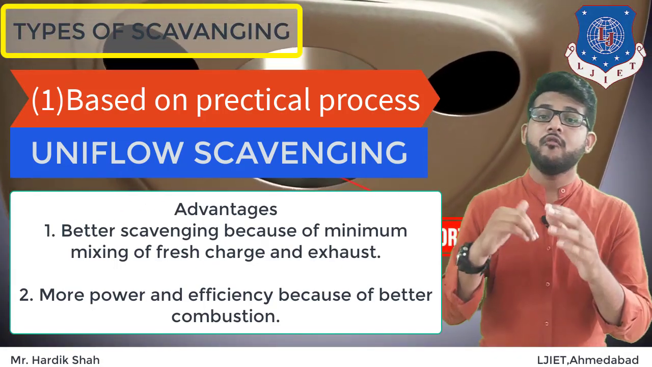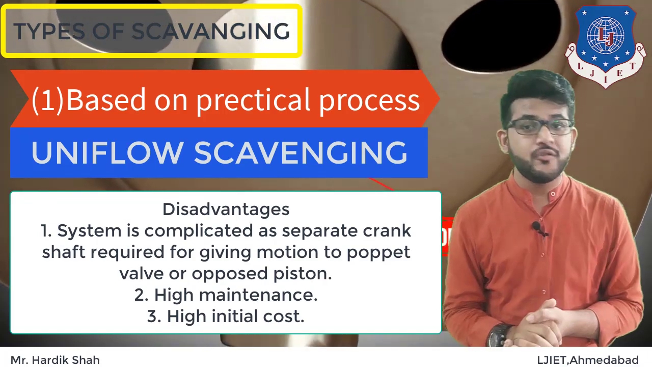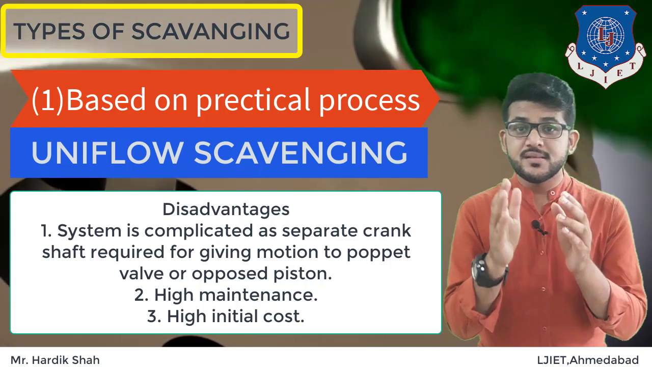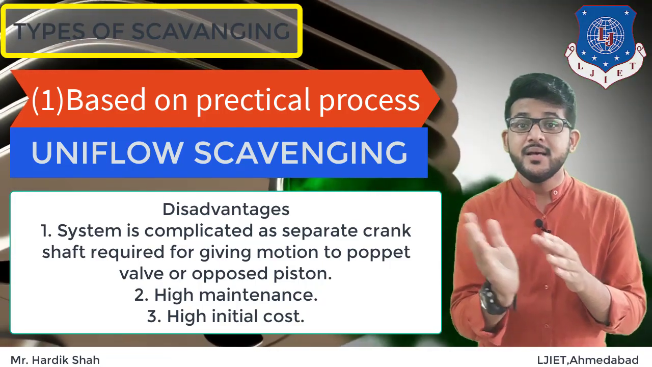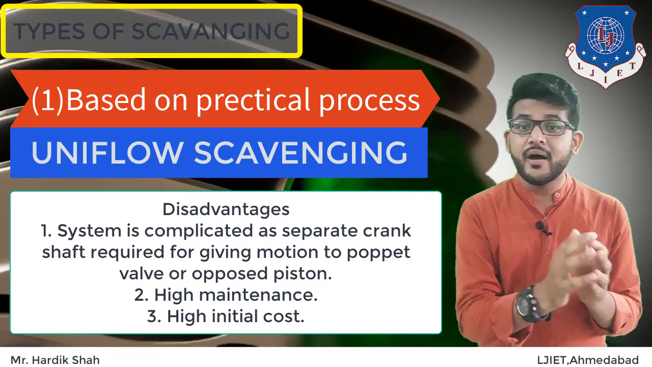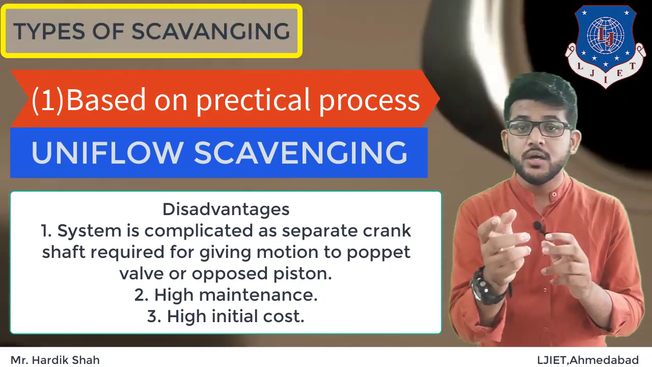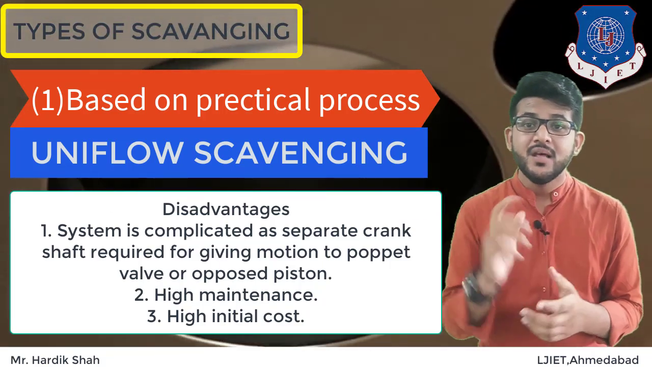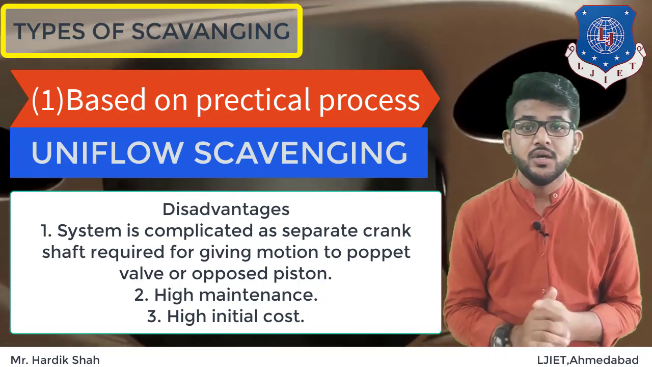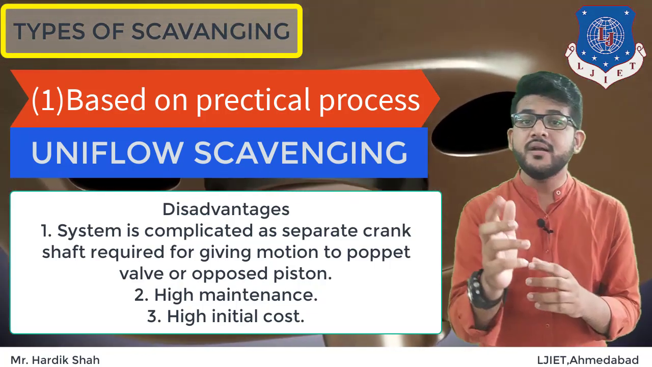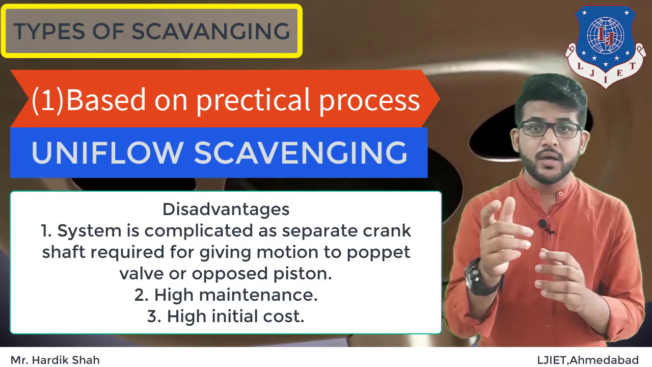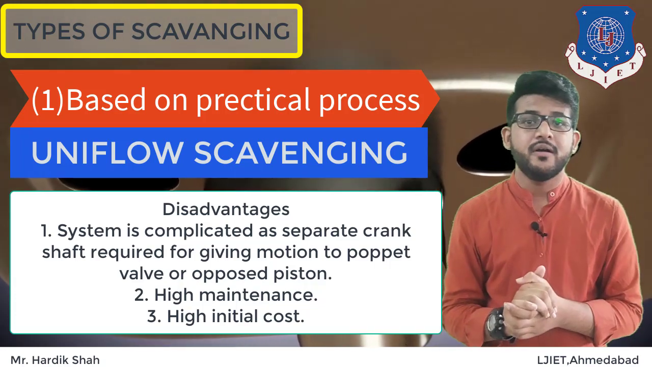Okay. Now what are the disadvantages of the uniflow scavenging? Let's see it. So first is the system is actually complicated as separate crankshaft is required for giving motion to that poppet valve or the opposed piston. That was the main point. Second one is high maintenance. So that was the second point. And third one is high initial cost because parts are many. Okay. So these are the disadvantages.